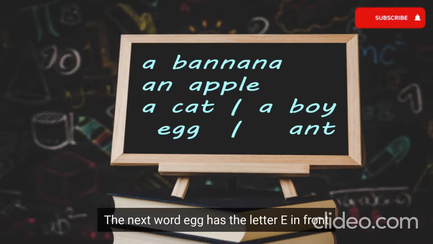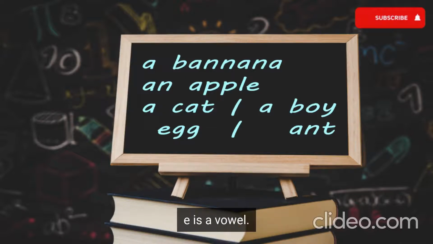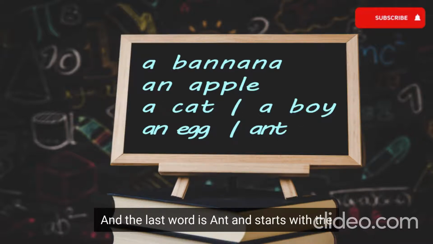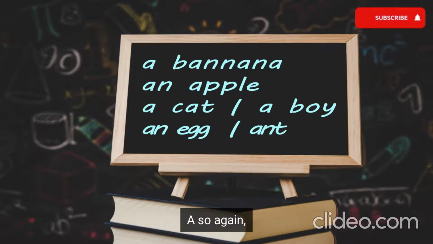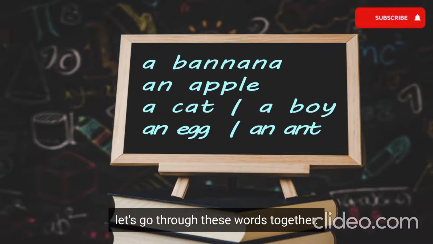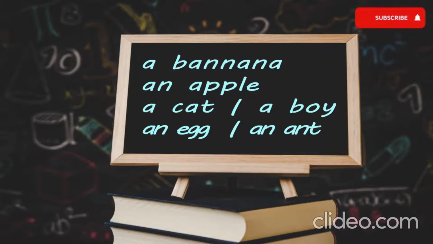The next word, egg, has the letter E in front. E is a vowel. So what do we put? We put an. If we read it, it sounds like an egg. Okay, and the last word is ant. Ant starts with the vowel A. So again, we must put an ant.